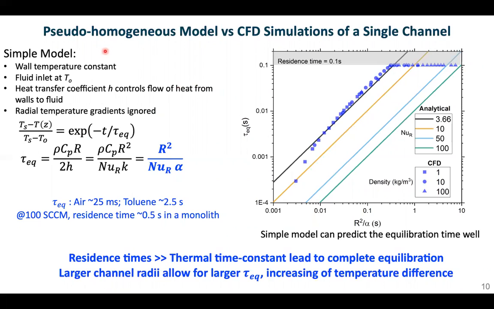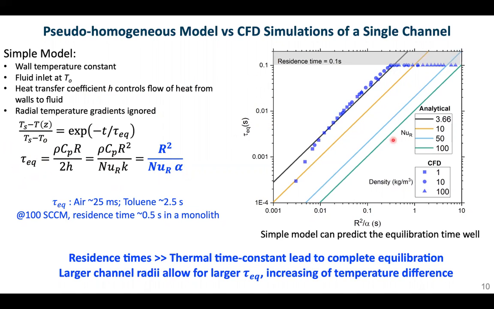To understand the evolution of temperature, we also construct a pseudo-homogeneous model assuming a constant wall temperature and a fluid inlet at T0, shown here by Ts and T0. The heat transfer between the walls and the fluid is lumped into the heat transfer coefficient h, which can be determined using the Nusselt numbers. And under these assumptions, we find a thermal equilibrium time constant given as R squared by Nusselt times alpha, where alpha is the thermal diffusivity.